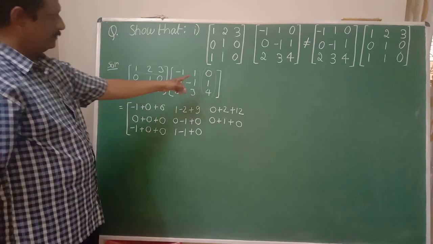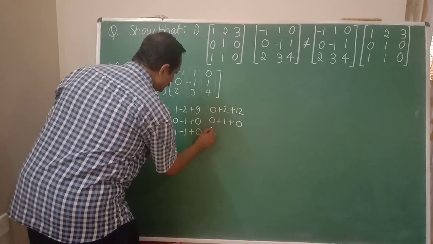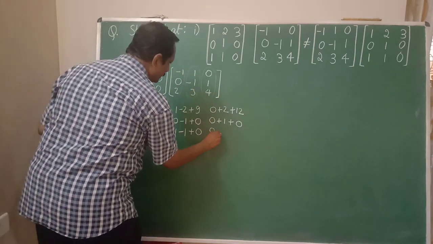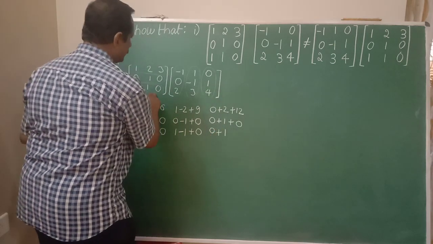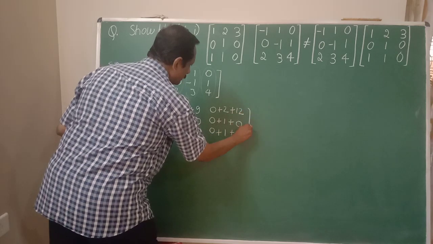Multiply the third row with the third column here. 1 into 0 becomes a 0. So this is a 0 here. Then 1 into 1 becomes 1, plus 1. 0 into 4 becomes a 0 here. So this is 0. Okay.